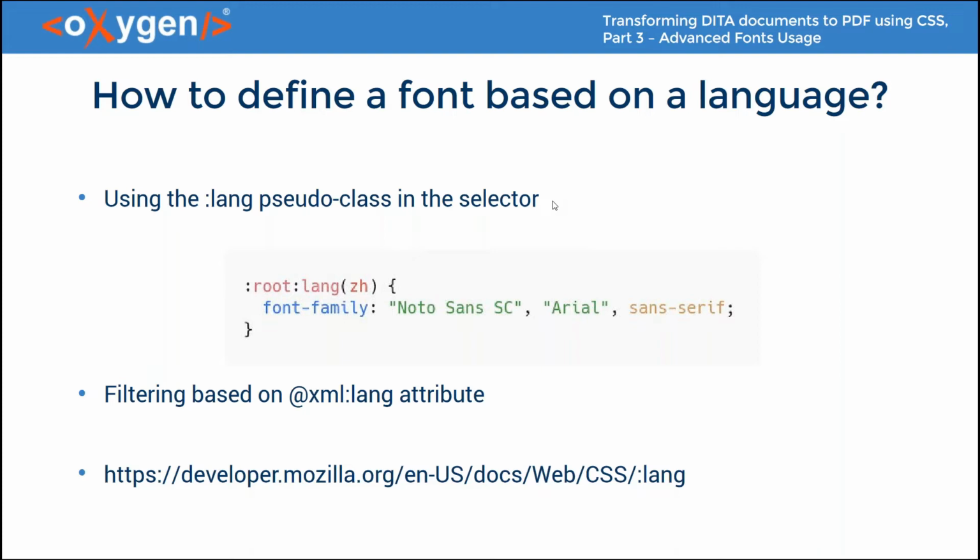For this, we can use exactly the same kind of rules that we have created before, except that we will add the lang pseudo class to them. In this case, if the lang or the XML lang attribute is present in the content, and if the CSS selector uses the same language, the processor will automatically apply the specific property. So the default rule will be overridden by the language rule.